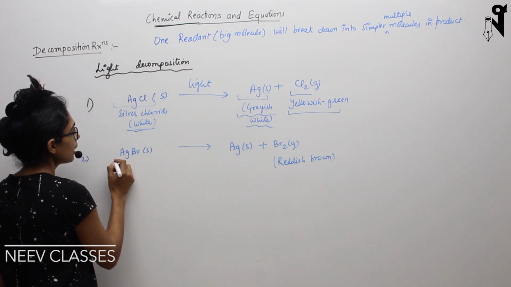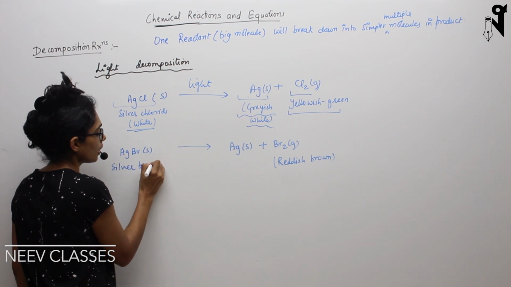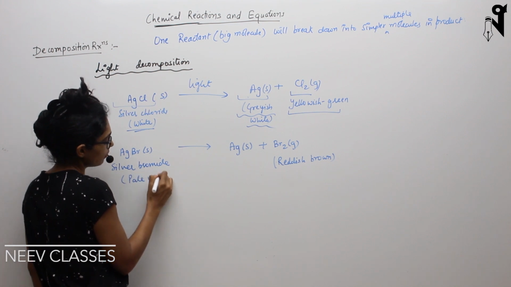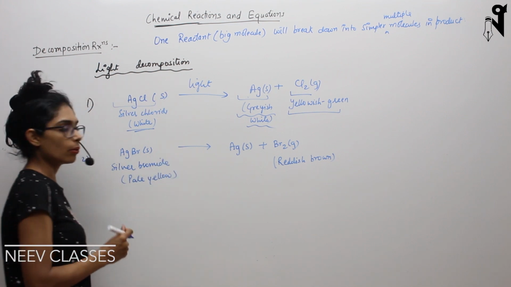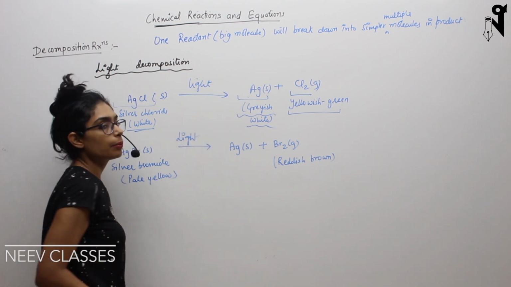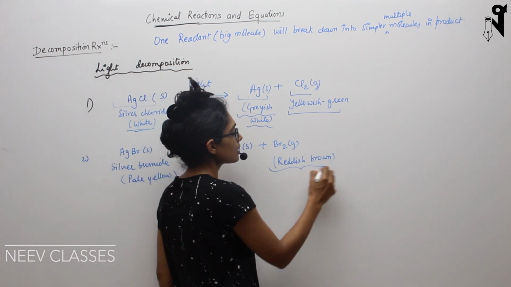Very similar to that, I can take AgBr, that is silver bromide, and this is a pale yellow color compound. So when this comes in contact with light, it will break down into again silver and bromine gas. The color of the bromine gas is reddish brown.